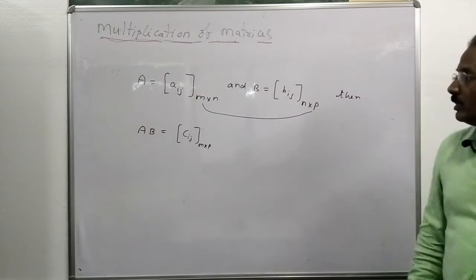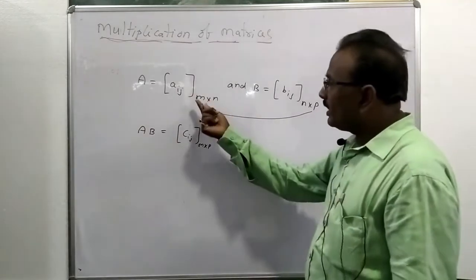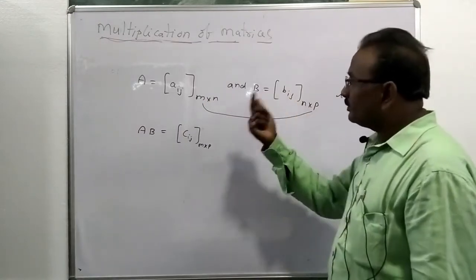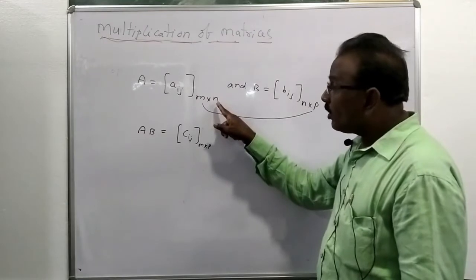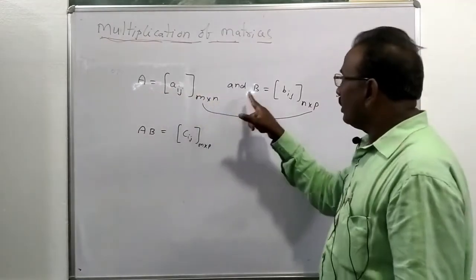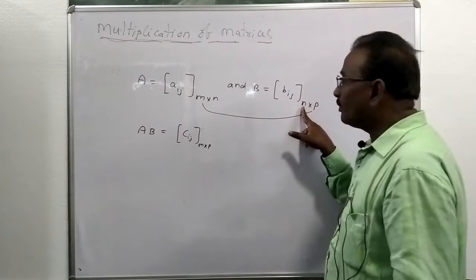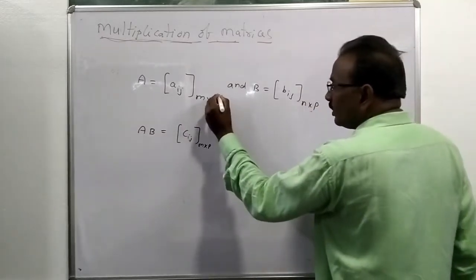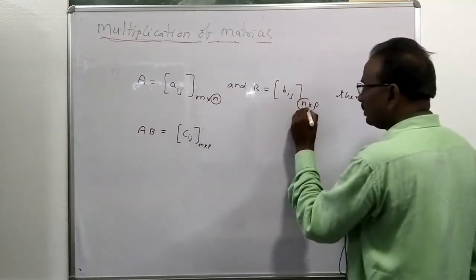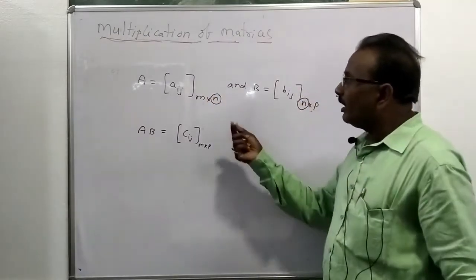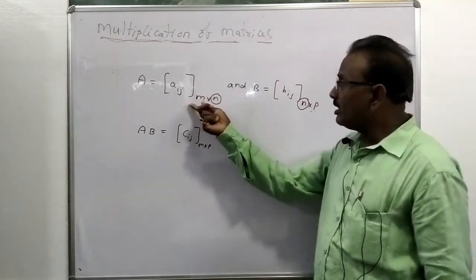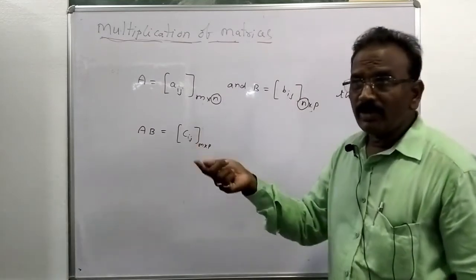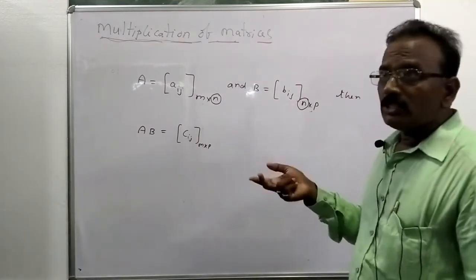So therefore you observe two matrices. What is the order of matrix A? m by n. Order of matrix B is n by p. Observe this: number of columns of matrix A is n, number of rows of matrix B is n. So these two are the same. That means number of columns of matrix A is equal to number of rows of matrix B, then only matrix multiplication AB is defined. Otherwise matrix multiplication is not possible.